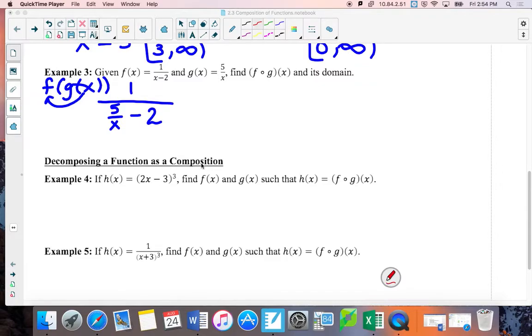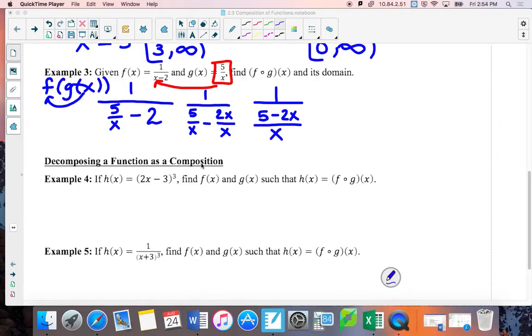So I went ahead and I took the g function and I put it into x. Well, we need to simplify this, so we need a common denominator to add or subtract fractions. So this is going to look like 5 over x minus 2x over x, getting that x as the common denominator there. That's going to become 5 minus 2x. Add or subtract the tops, keep the bottom. So this guy's on the bottom.